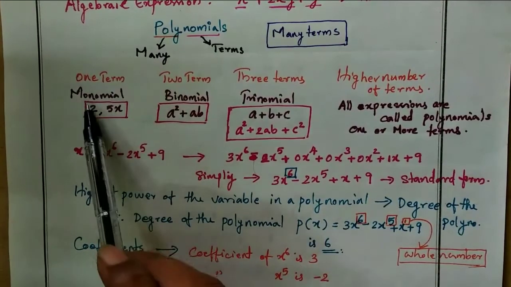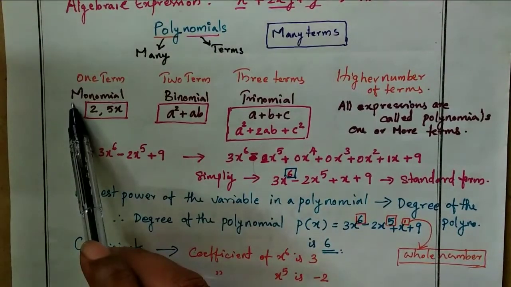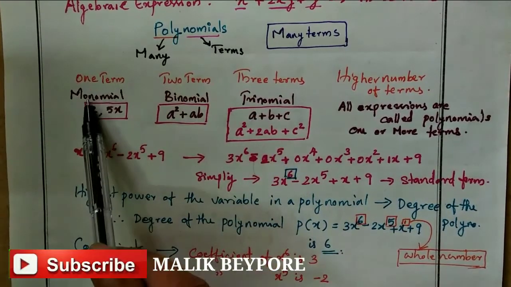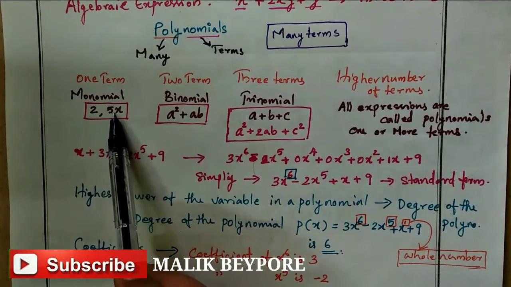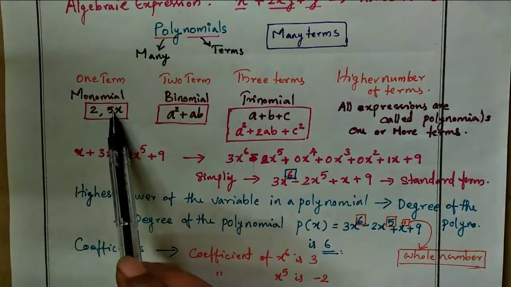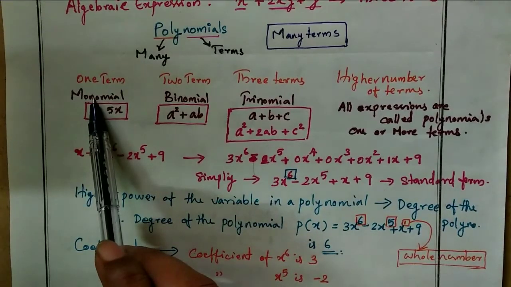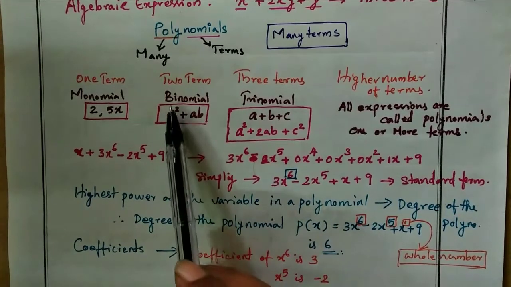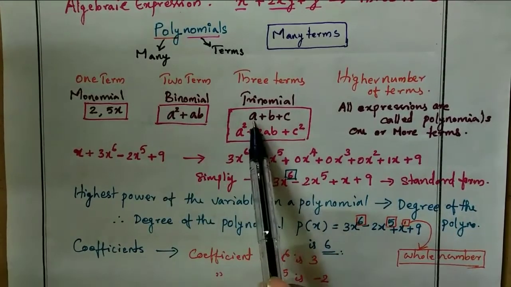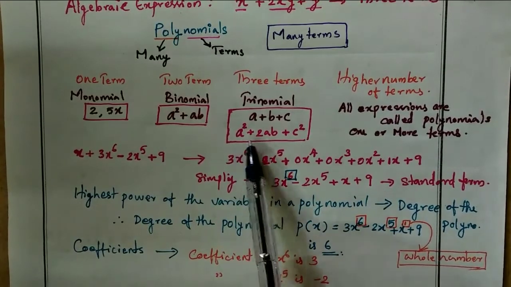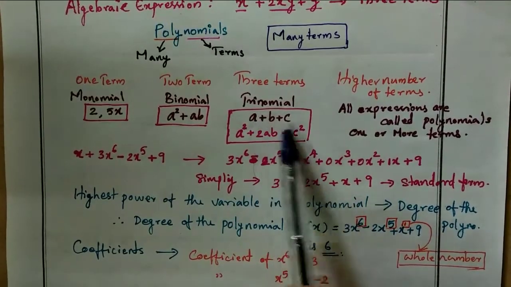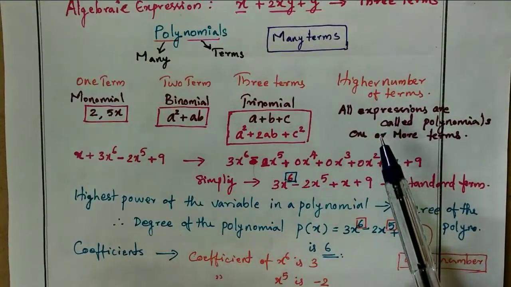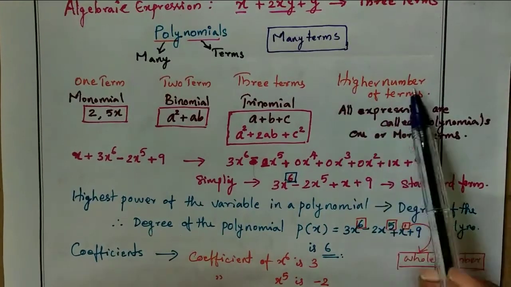So a one-term polynomial is known as monomial. You already learned this in earlier classes. Two-term is binomial, three-term is trinomial. In monomial we have 2, 5x. These are examples of monomial. Then a square plus ab, we have two terms, that is called binomial. A plus b plus c, or a square plus 2ab plus c square, are three terms, so that is called trinomial. These expressions with a higher number of terms are all called polynomials.